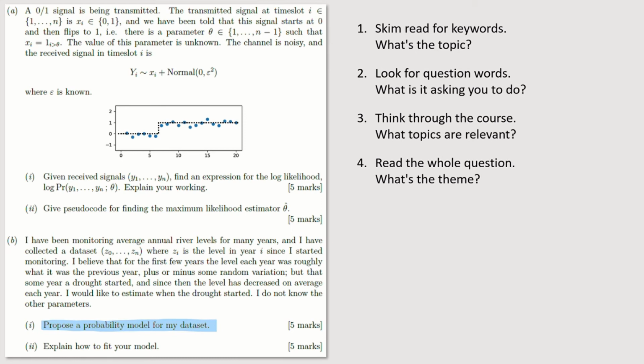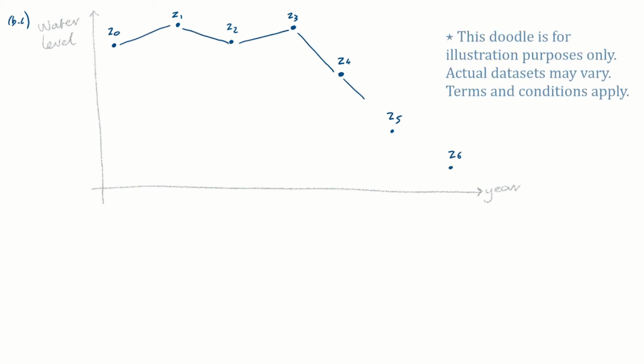So, how do we start? We have to start by reading carefully what the real-world problem the question is talking about. I like to doodle as I read to help me follow. We have a data set of river levels, one record per year. For the first few years, Z1 up to Z3, the level each year was roughly what it was the previous year. Then a drought started, and every year since then, Z4 up to Z6, the level has decreased on average.